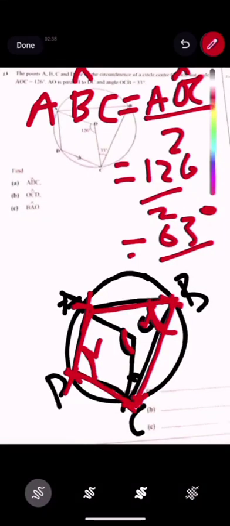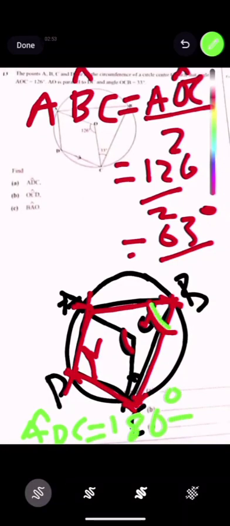Now these 63 degrees and these are opposite angles of a cyclic quadrilateral, meaning that if you add them, they should give you 180. Or in the faster way, you can say angle ADC is equal to 180 degrees minus this one, which is 63 degrees. Okay, 180 minus 63. So your answer will be 180 minus 63.